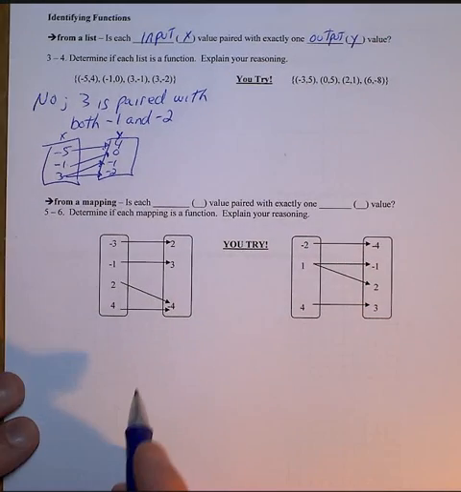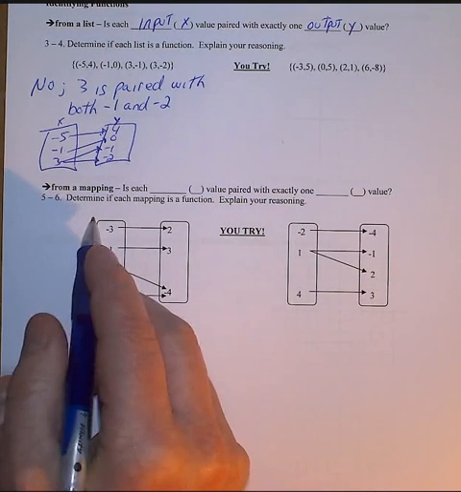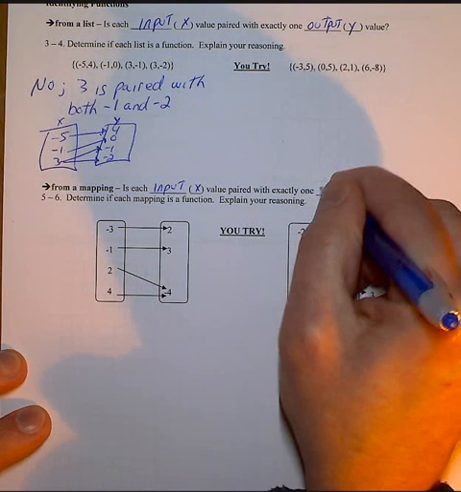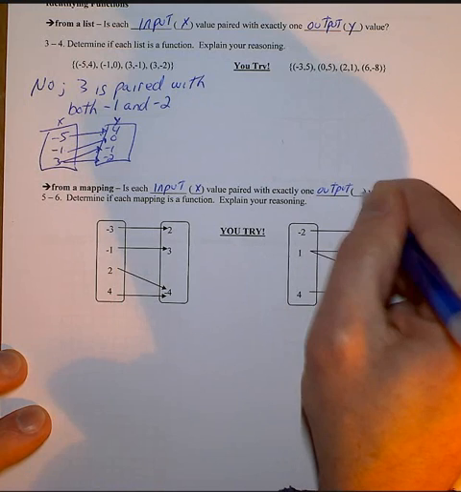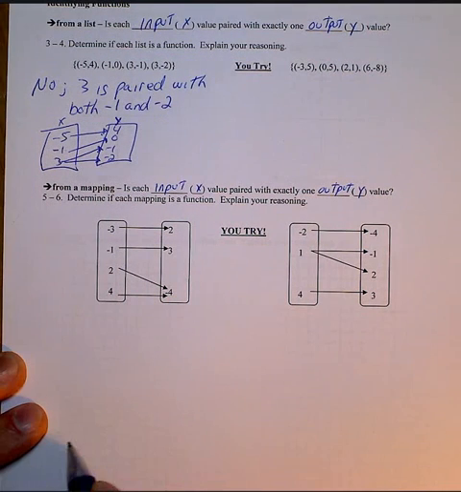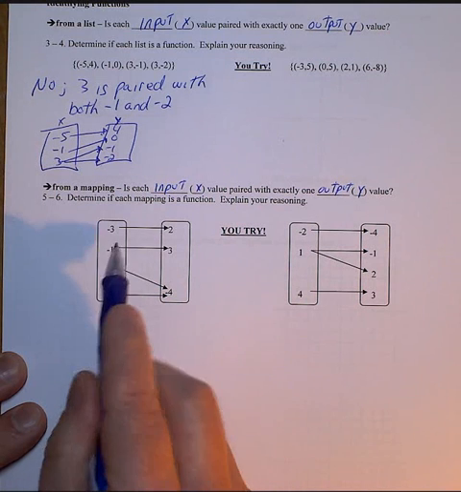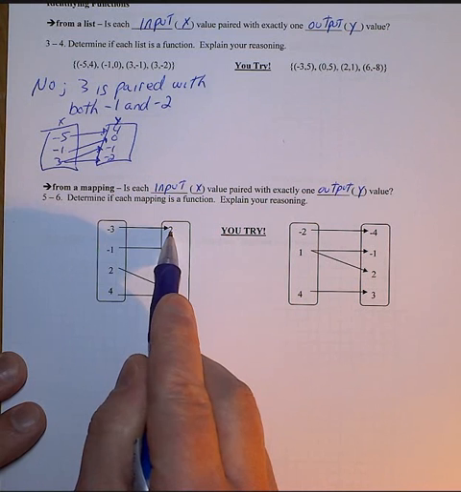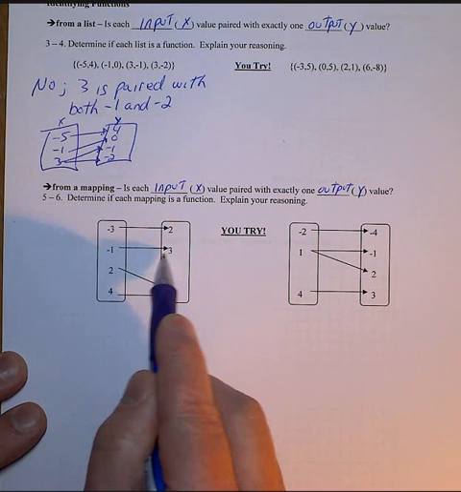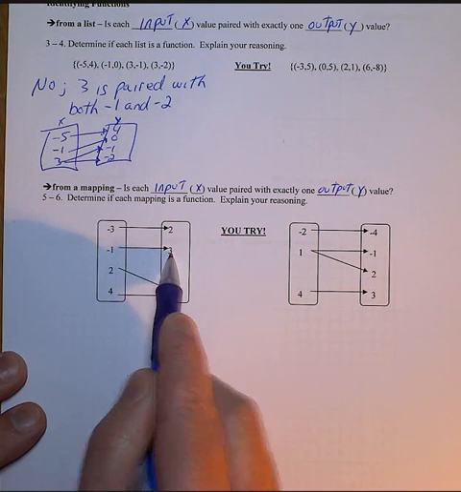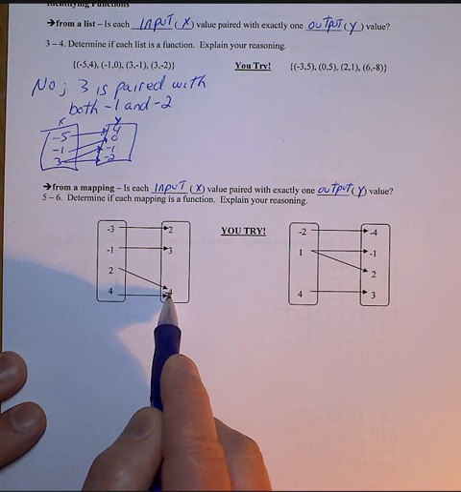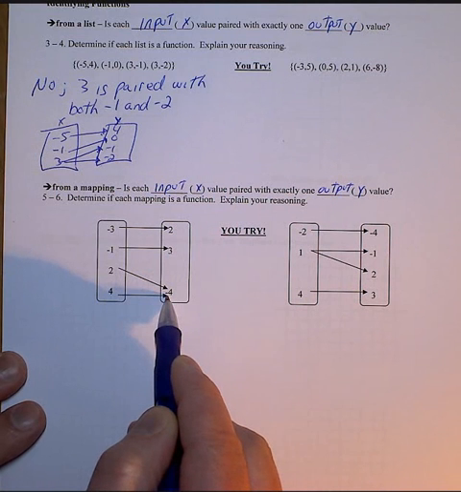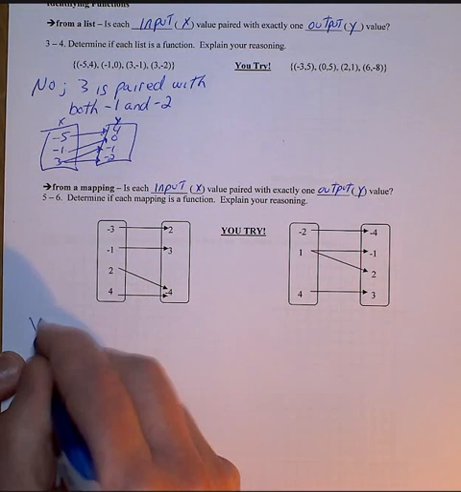So we can also identify functions from a mapping diagram. Is each input x value paired with exactly one output y value? Same definition. So, do I have any choices when I'm here? Negative 3 gets mapped to 2. It's the only thing. When I'm at negative 1, I go directly over to 3. When I'm at 2, I go to negative 4. When I'm at 4, I go to negative 4. So this is a function, yes.